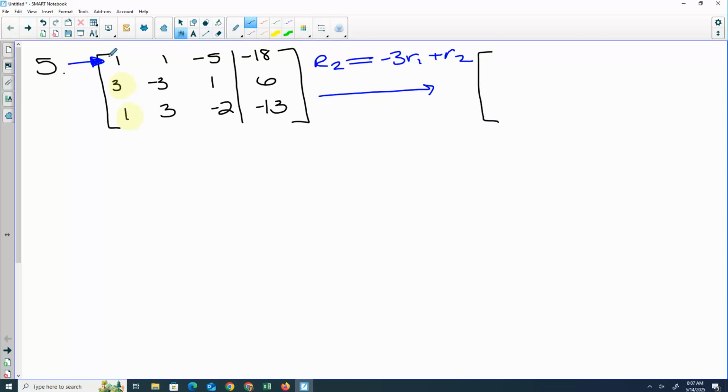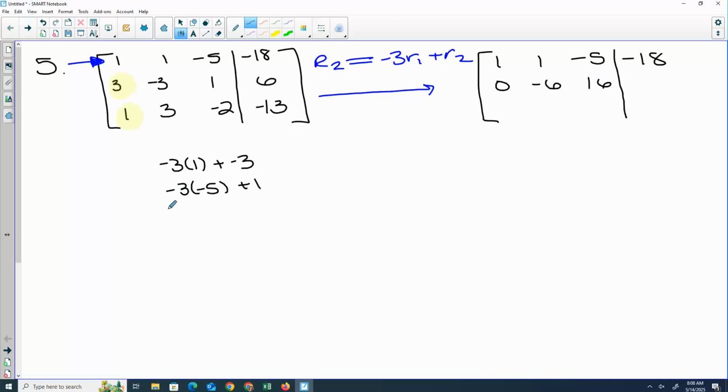Okay, so we're not changing the first row. Second row, so negative 3 times 1 is negative 3, plus 3 is 0. Negative 3 times 1 plus negative 3 is negative 6. Negative 3 times negative 5 plus 1 is 16. Negative 3 times negative 18 plus 6 is 60. Are you guys okay with how I got that row?